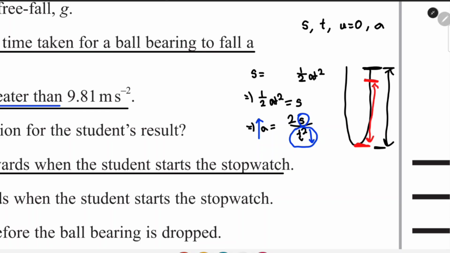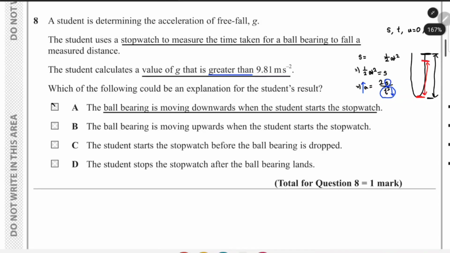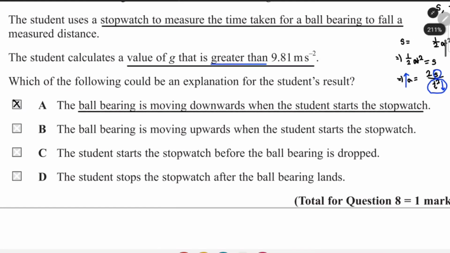So in this case, the red one will obviously give us a smaller time than what we have assumed should be the right one. So A is the answer. We'll explore the other options as well.